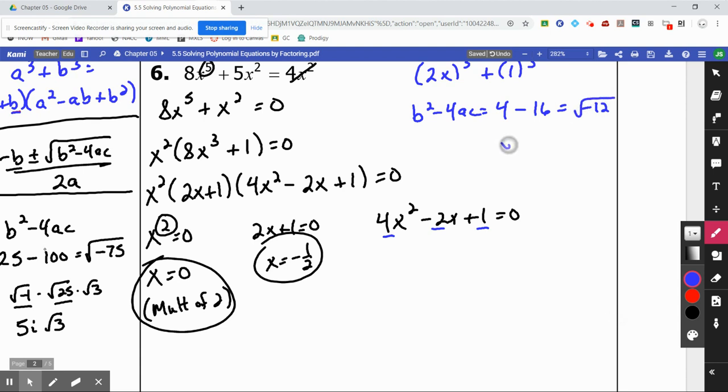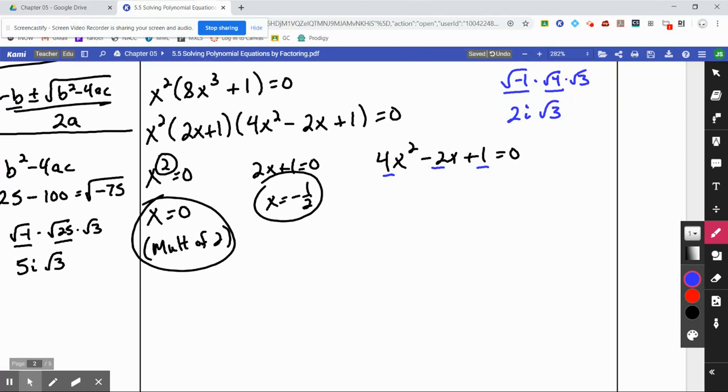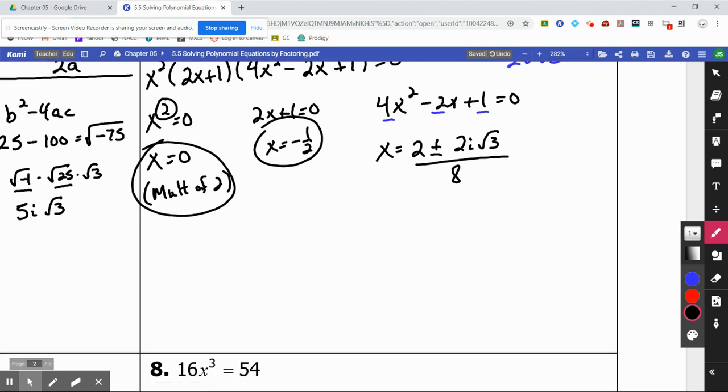Let's simplify it into root negative 1 times root 12, which I can split into 4 times 3. So it'd be a 2 and an i and a root 3. That's the radical stuff. So my final answer here is going to be x equals negative b plus and minus the square root stuff over 2 times a is 8. And we can split that. That's going to be 2 over 8 plus and minus 2 root 3 over 8.